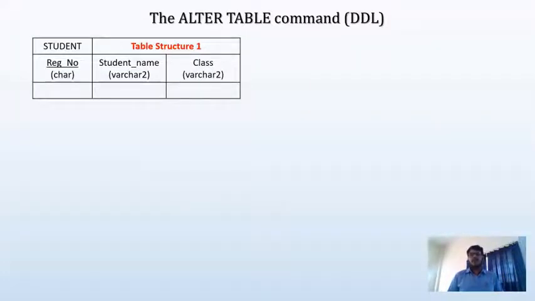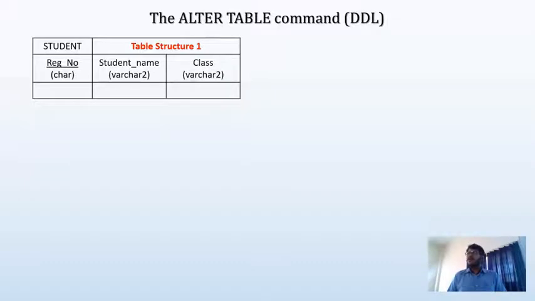Assume that I have already created a student table with 3 columns: registration number, student name and class. You can also see the data types which I have defined there. For registration number I have defined char, and for student name and class I have considered varchar2, so that I can store variable length characters.